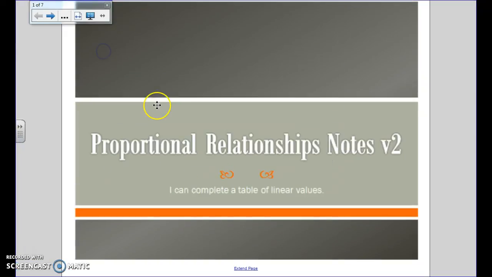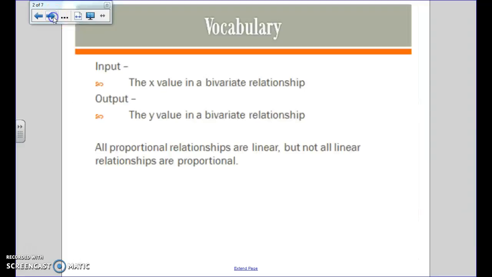All right, this is Mr. Gillum, and today we're going to learn a little more about proportional relationships. Some of our terminology today is going to change, and nothing actually changes about what we're talking about as far as proportionality goes, but some of the vocabulary is just a little different. So instead of seeing the letter X, you're going to see the word input.